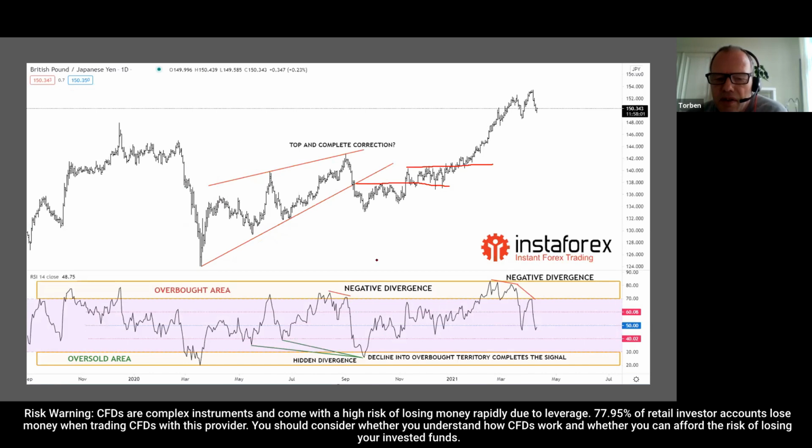And for me, the divergence, the negative and the positive, the hidden divergence, are more powerful than just the indicator itself being overbought or oversold. It doesn't really give me anything other than, okay, we are down where it might be turning, but I have no indication of this turning at this point. But this one over here is pretty important. It tells me the market is getting tired.